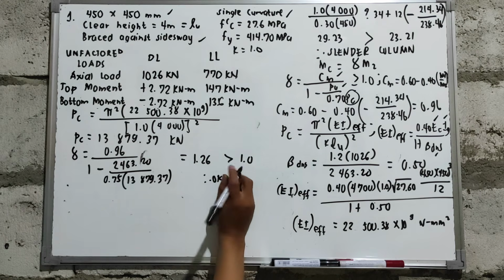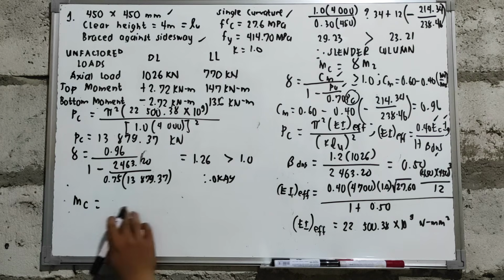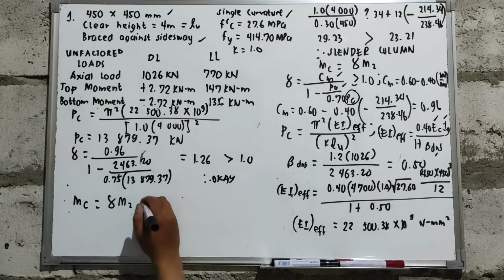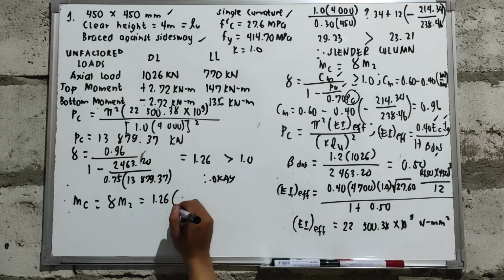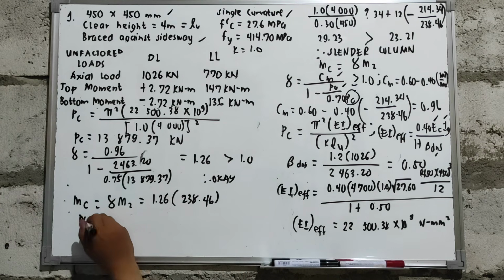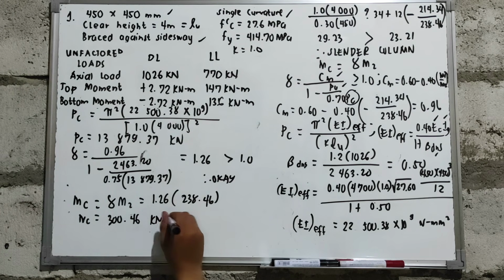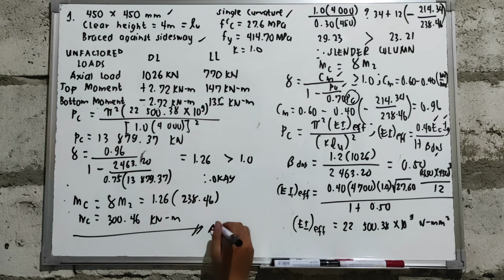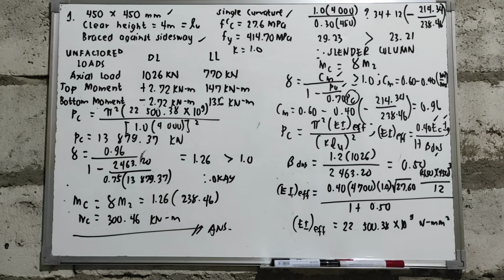Therefore, okay. So after natin makuha yung magnification factor, that will be yung magnification factor multiplied by the bigger moment. So we have 1.26 multiplied by m sub 2 na 238.46. So you will have a value of your magnified moment which is equal to 300.46 kilonewton meter. So this will be your answer. So ganun lang yung mga procedure natin in computing for the value of your magnified moment.